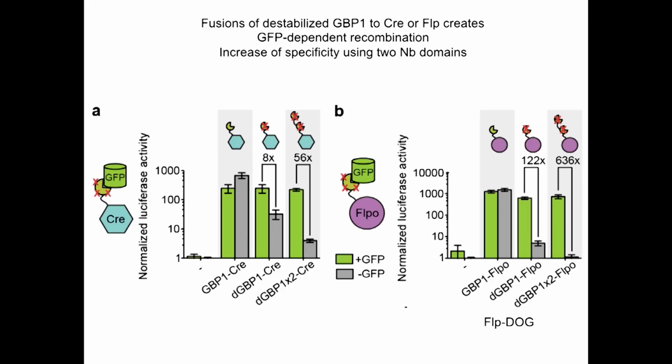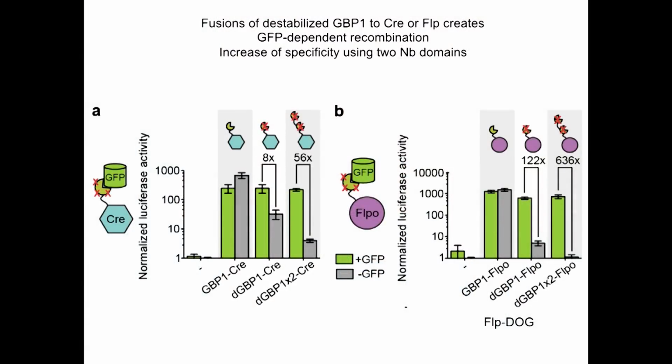We took flip and we fused it to either a single destabilized nanobody or a double. And we asked, is there GFP dependence for recombination? And if you see over here, we have a lot more recombination when GFP was present versus when it was absent. So this is about a 600-fold induction of flip activity by having this dual nanobody domain, and again, having these be destabilized domains. If we don't use the destabilized domain, here's the normal nanobody. It doesn't have GFP dependence for activity.